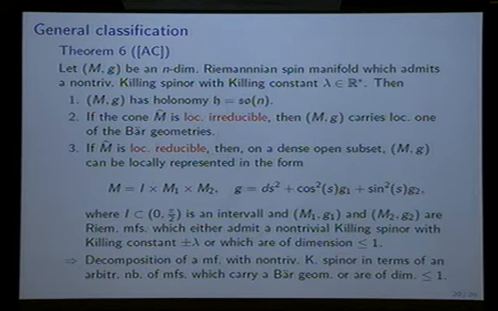So we iterate this construction and obtain a lot of manifolds admitting Killing spinors which have reducible holonomy of the cone. They do not occur in this Bär classification, because Bär assumes that the manifold is complete and then the cone is always irreducible.